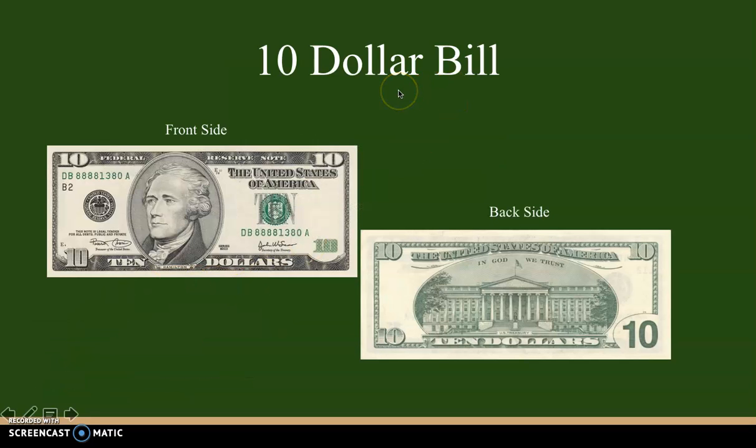Okay, so first off, when we're looking at the $10 bill, if you look to the left, the front side of the bill, you will see a man named Alexander Hamilton. If you look to the right, you will see the back side of the $10 bill, and this building right here is called the U.S. Treasury Building. I'm not saying to remember that this is Alexander Hamilton and the U.S. Treasury Building. Just remember what these images look like so you know what the $10 bill looks like.